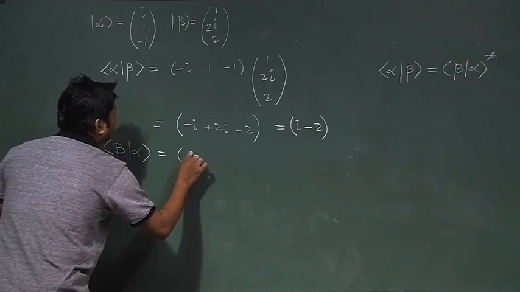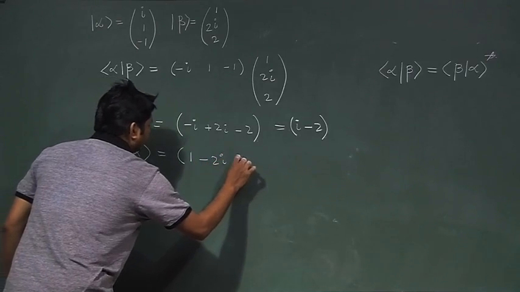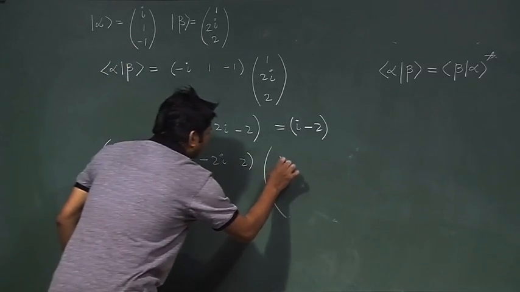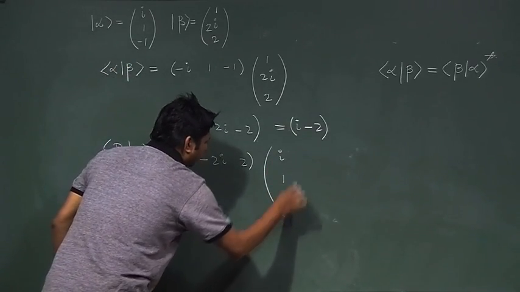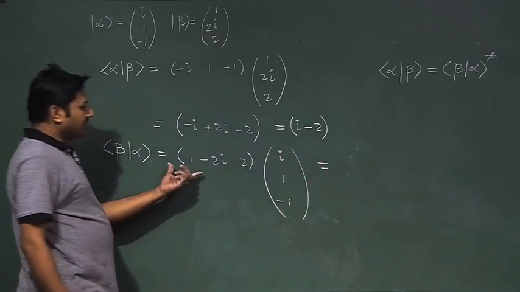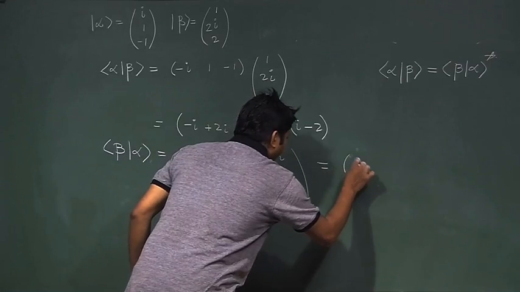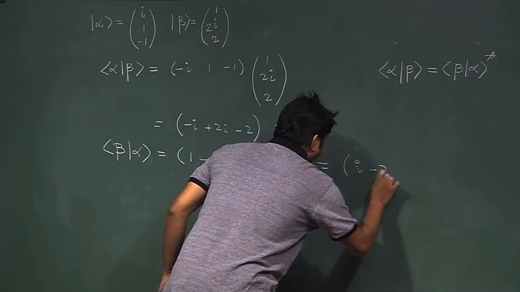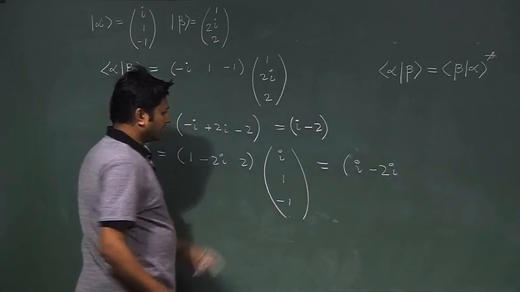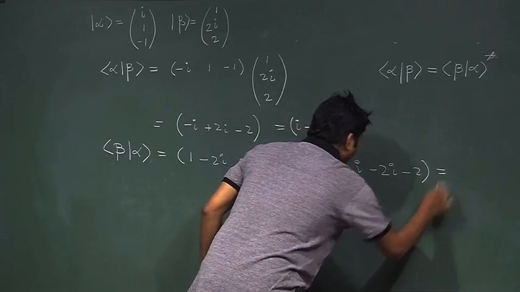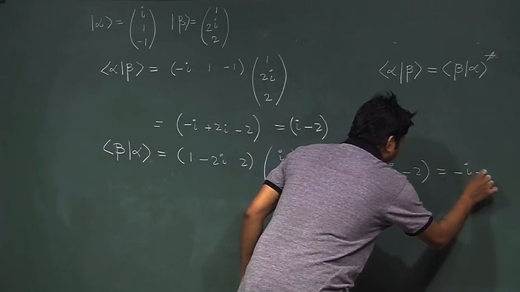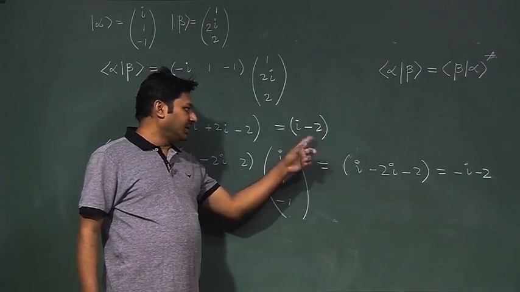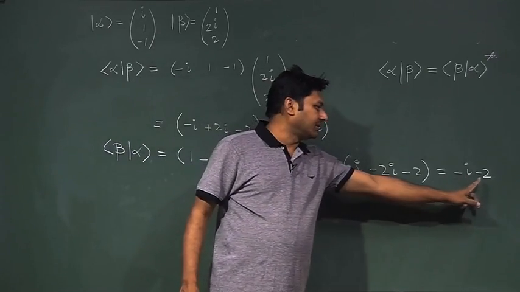So, then I need to write it as 1 minus 2i, 2, multiplied by alpha, which is i, 1 minus 1. Again meticulously, if I calculate, then the first term is i, the second term is minus 2i into 1, which is minus 2i, and the third term is 2 times minus 1, so minus 2, which is minus i minus 2. Now you can see the difference, that initially it is i minus 2, now it is minus i minus 2.